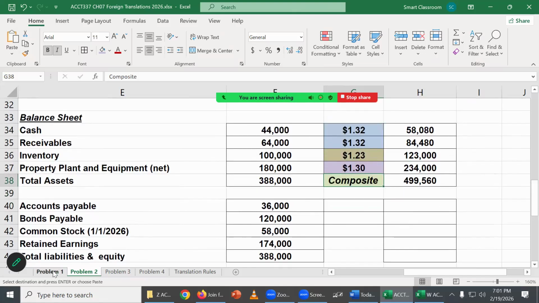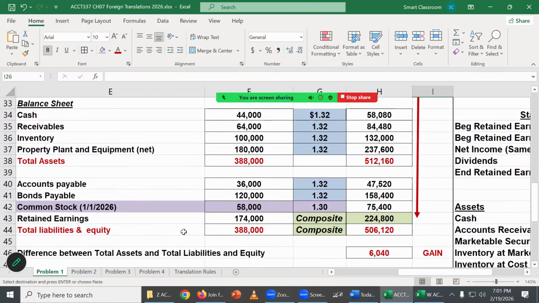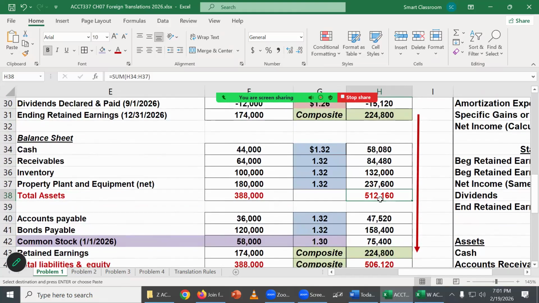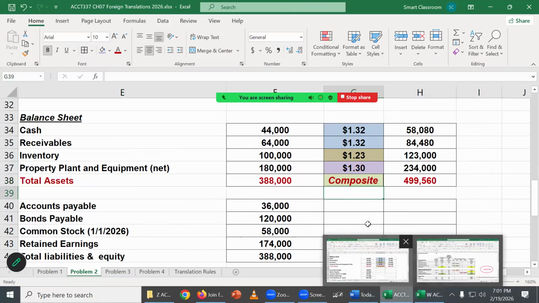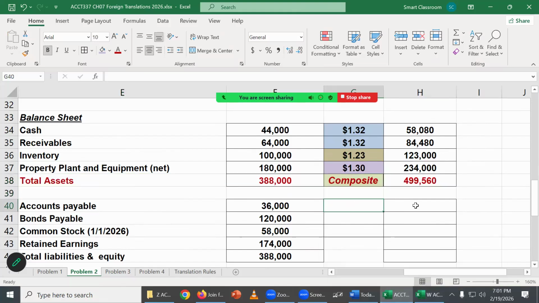Probably lower than this one, right? What was it over here? Yeah, so last time it was 512,000, some change. This just under. Okay, accounts payable. Those will go on at the current rate, which is really the year-end rate. And same with bonds payable.